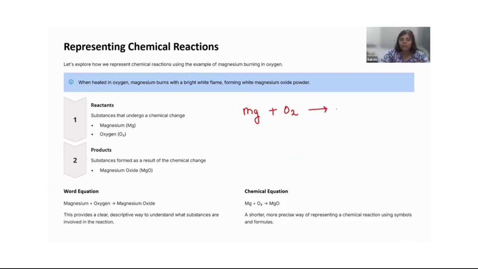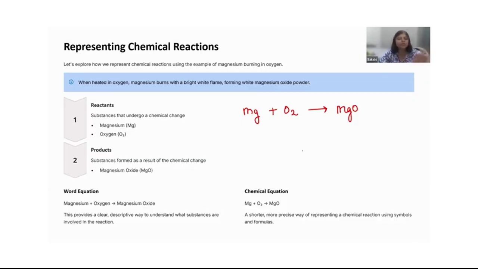They form the product, that is magnesium oxide, right? Magnesium oxide is the product that is being formed over here. So this is how we write the equation. We have magnesium and oxygen as our reactants, and MgO, magnesium oxide, as the product. This is how we represent it.